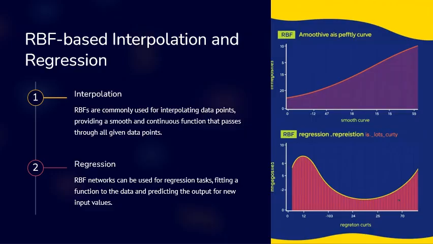RBF based interpolation and regression. Let us see what is interpolation and regression. First is interpolation. RBFs are commonly used for interpolating data points, providing a smooth and continuous function that passes through all given data points. Next, what is regression? RBF networks can be used for regression tasks, fitting a function to data and predicting the output for new input values.